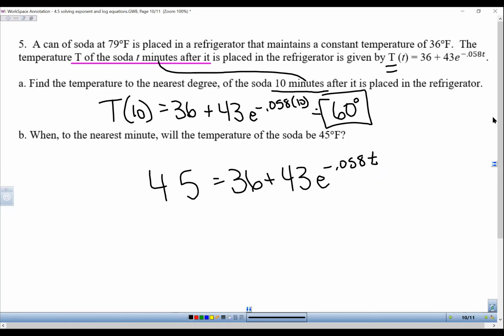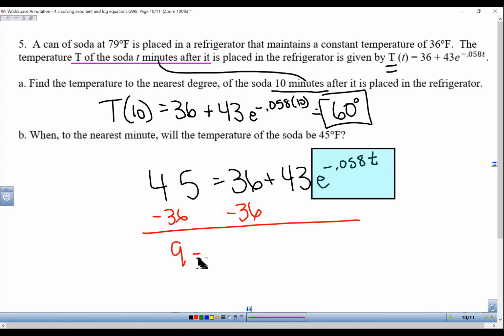So we're solving for the exponent. Anytime you're solving for the exponent, you will need to take the log at some point. And because this is e, we need to use natural log. So I need to get the exponent part of it by itself. I want this part of the equation on one side, everything else on the other side. So before we can do anything with the log or exponent, we have to do that. So we're going to subtract 36.